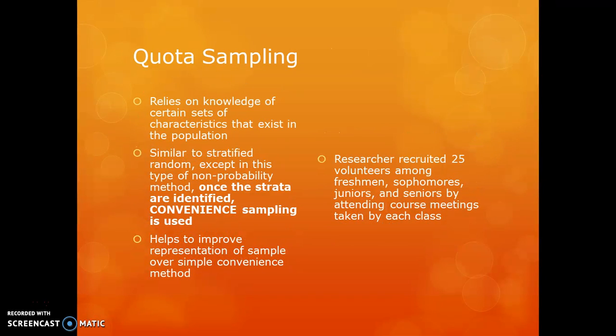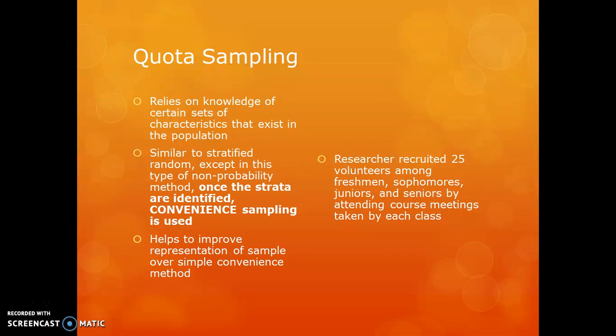Quota sampling is very similar to stratified random sampling. It relies on knowledge of certain characteristics or sets of characteristics that exist in the population, and in order to be more representative, you want to base your sampling on these strata. The difference is in quota sampling, once you identify the strata, there's nothing random after that point. You then use convenience sampling. Once you have your strata, you get the individuals from within those strata using convenience sampling. It's better than convenience sampling because it does help with representation, but it's still not random sampling.